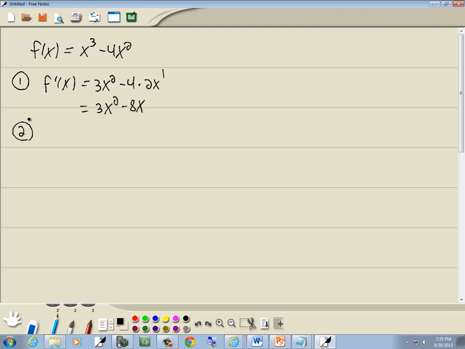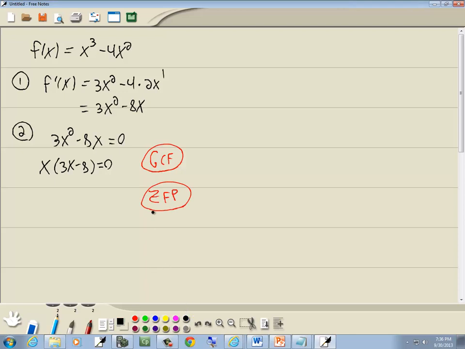Step 2, set the derivative equal to 0 and solve it. So we've got 3x squared minus 8x equal to 0. Now the first method we're going to use is GCF, because I notice they both have an x in common. And that gives us x times 3x minus 8. Zero factor property says you get 0 on one side, you factor the other side, you set each factor equal to 0. So I'll set x equal to 0, and I'll set 3x minus 8 equal to 0.